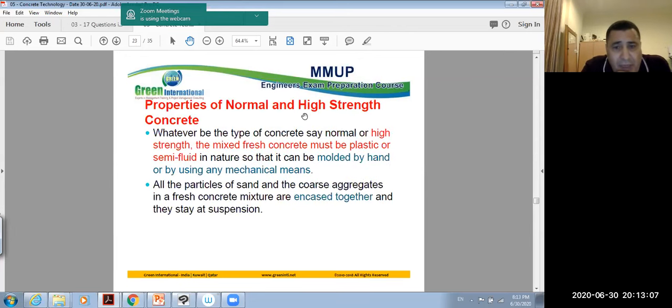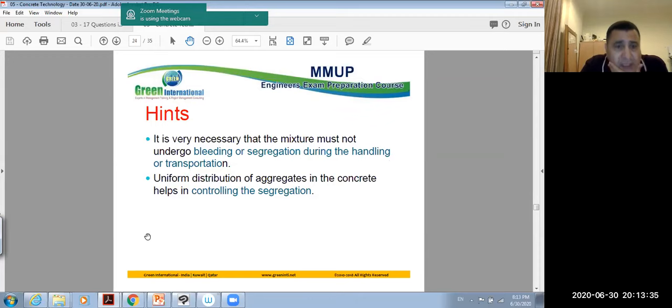Properties of normal and high strength concrete: whatever the type of concrete, normal or high strength, the mixed fresh concrete must be plastic and semi-fluid. All the particles of sand, these guys, all of this type of slides, you read it two times maximum. In fresh concrete mixtures the particles are encased together and they stay in suspension. Hence, it is very necessary that the mixtures must not undergo bleeding. Of course, uniform distribution of aggregates in the concrete helps in controlling segregation.